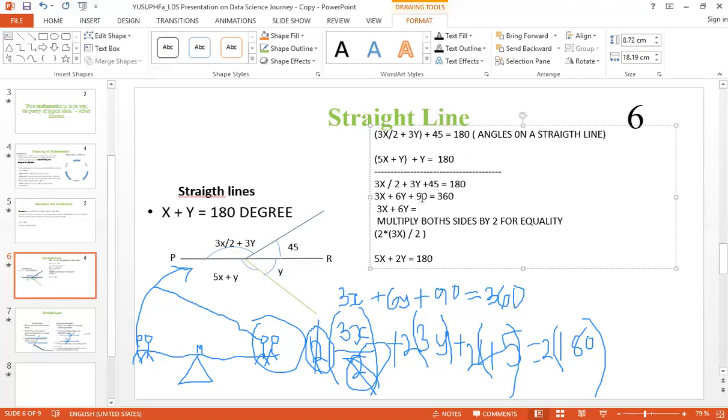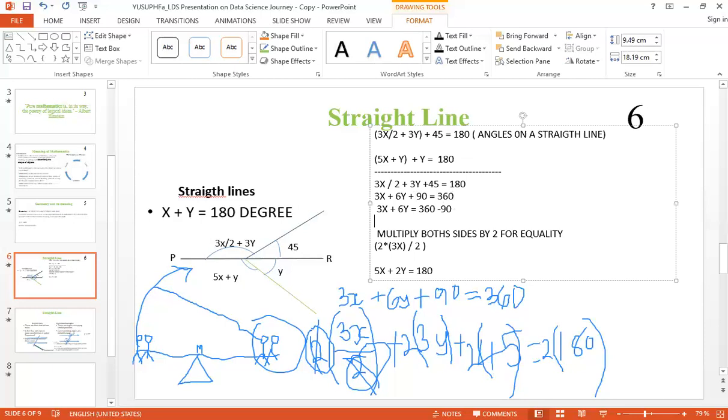This 90 is an integer, a whole number. You have to take it to the other side to meet 360. It is plus, and when it crosses it becomes minus 90. So it will now be 360 minus 90, and that gives us 270. Okay, we have 3x plus 6y is equal to 270.